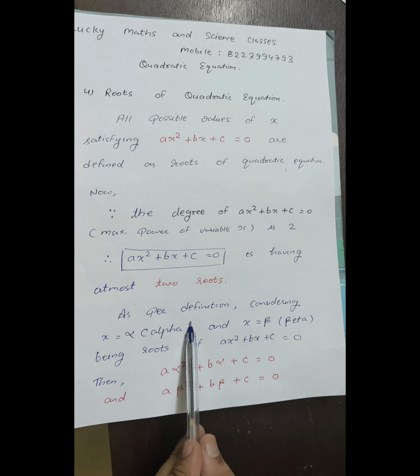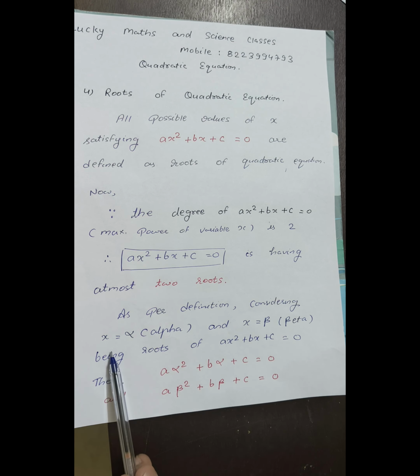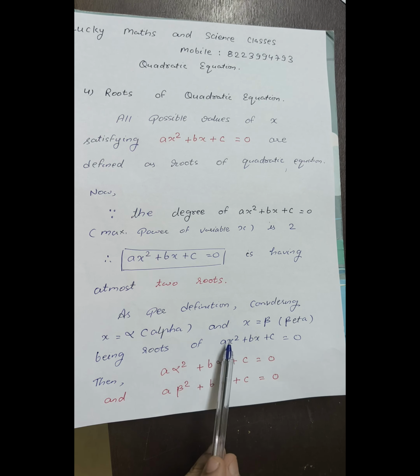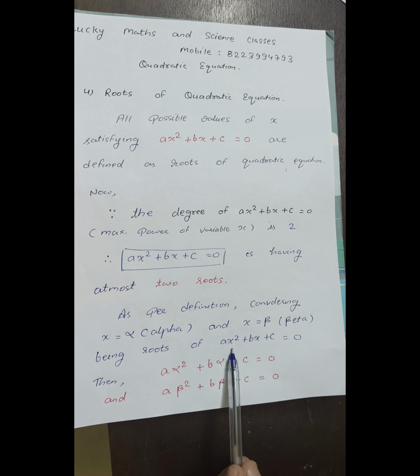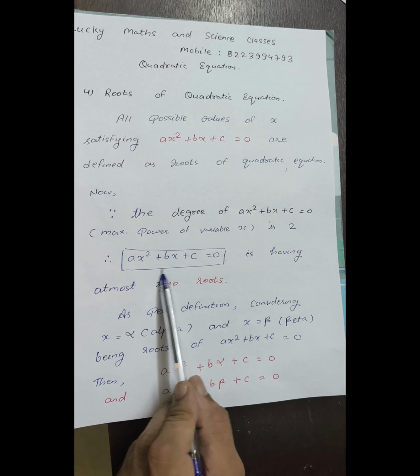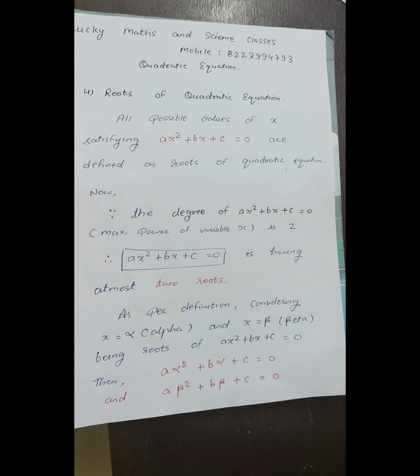Again, as per definition, let's say there are 2 values of x, x is equal to alpha and x is equal to beta, being roots of ax square plus bx plus c equal to 0. Then as per definition these alpha and beta have to satisfy the equation ax square plus bx plus c equal to 0. Then a alpha square plus b alpha plus c is equal to 0, and a beta square plus b beta plus c is equal to 0.